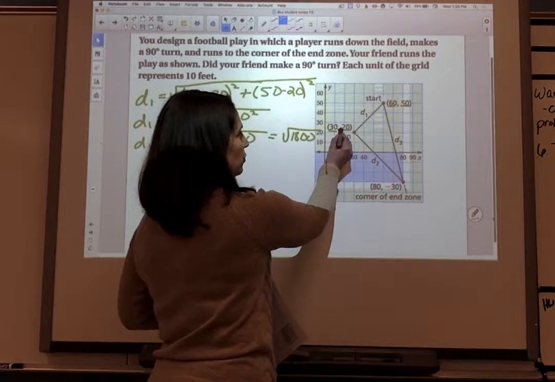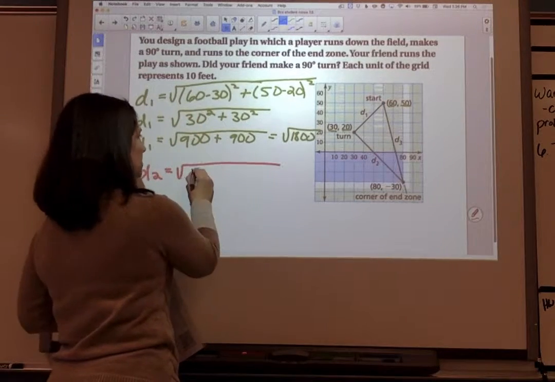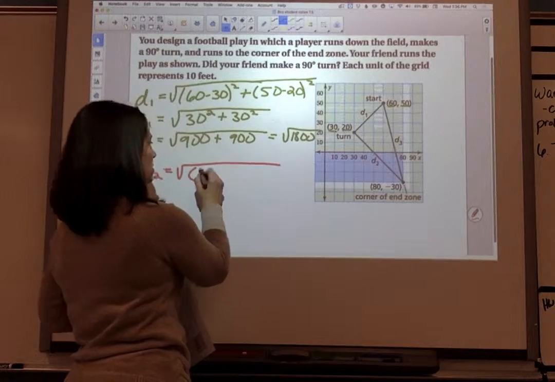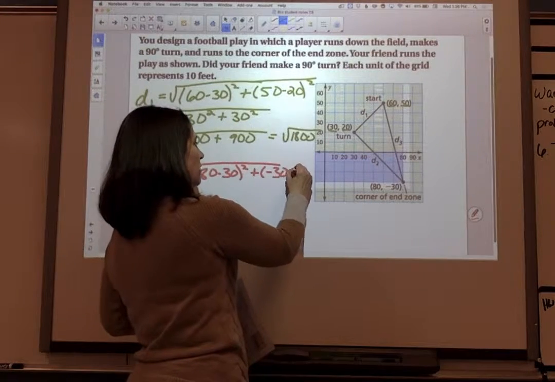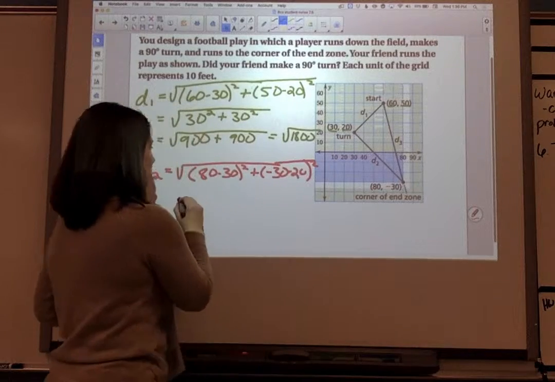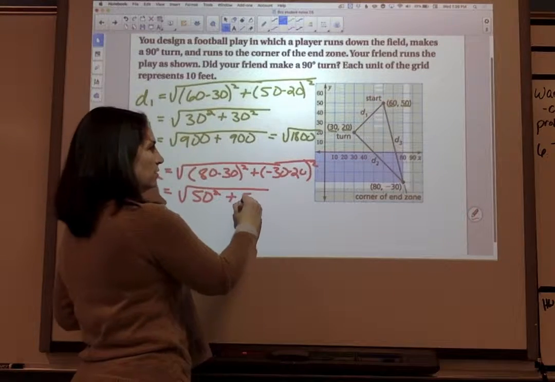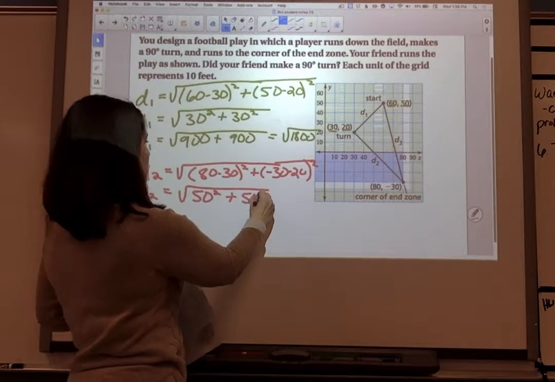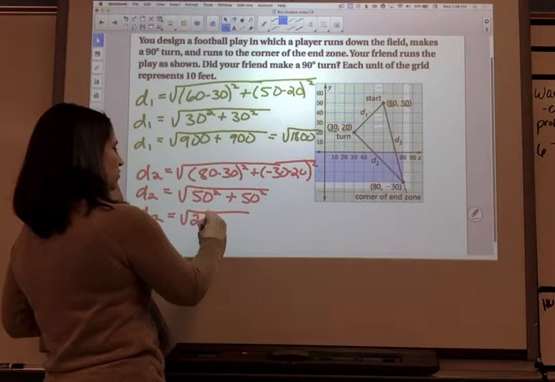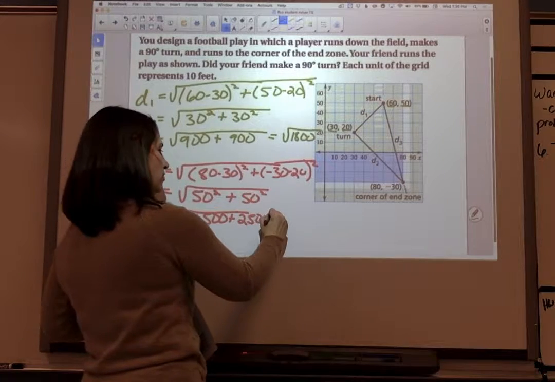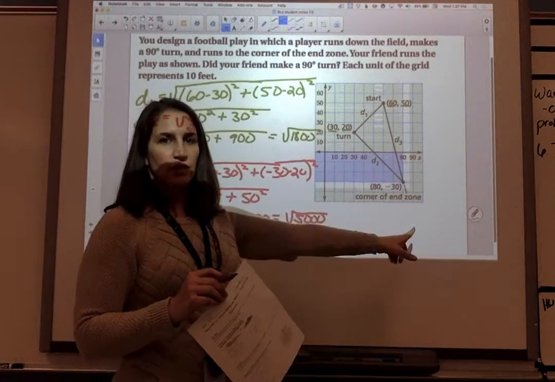So now we're going to find D2. We're looking at these 2 points, (30, 20) and (80, -30). So D2, that distance, is the square root of the difference between the x values, 80 minus 30 squared, plus the difference between the y values, negative 30 minus 20 squared. So that distance is the square root of 50 squared plus 50 squared. So that equals the square root of 2,500 plus 2,500, which is the square root of 5,000. So that is my D2.